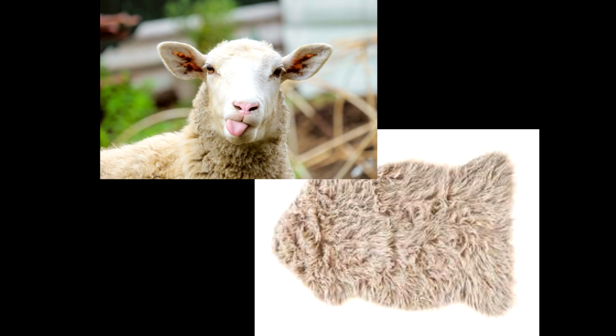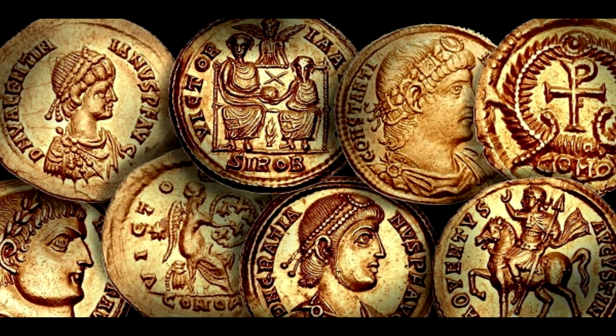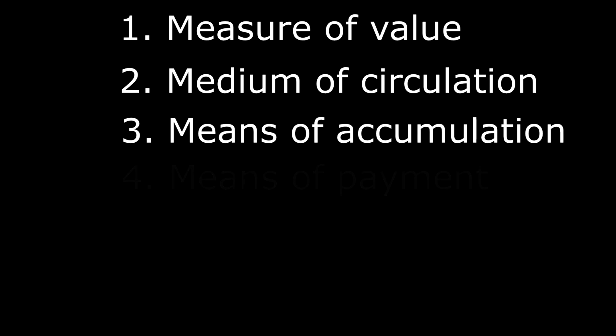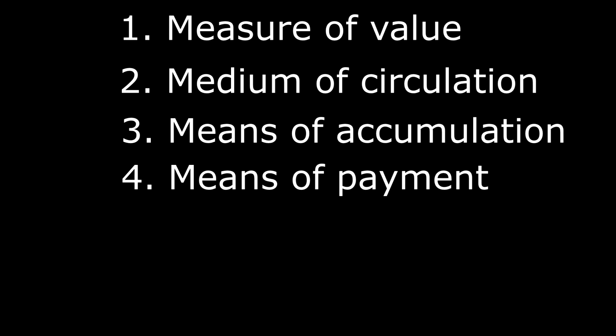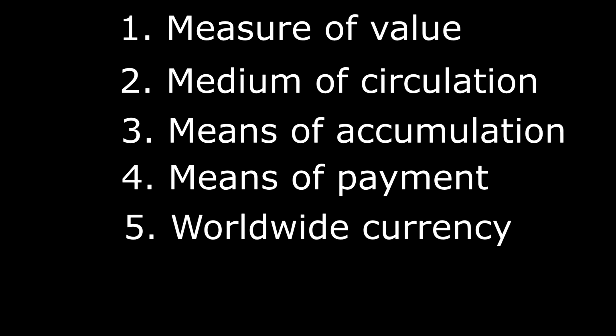During the stage of the general form of value, there still could be several different commodities that acted as the general value form, whereas with the money form, there is now only one, which is money. Money has 5 functions. 1, it serves as the measure of value. 2, it serves as a medium of circulation. 3, as a means of accumulation, 4 as means of payment, and 5 as a worldwide currency.